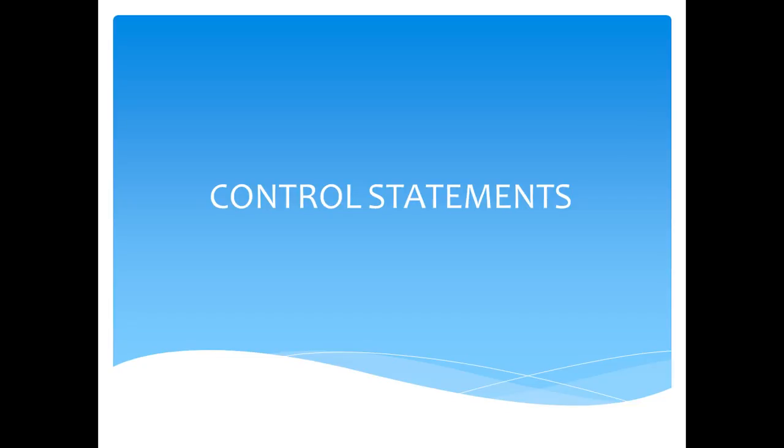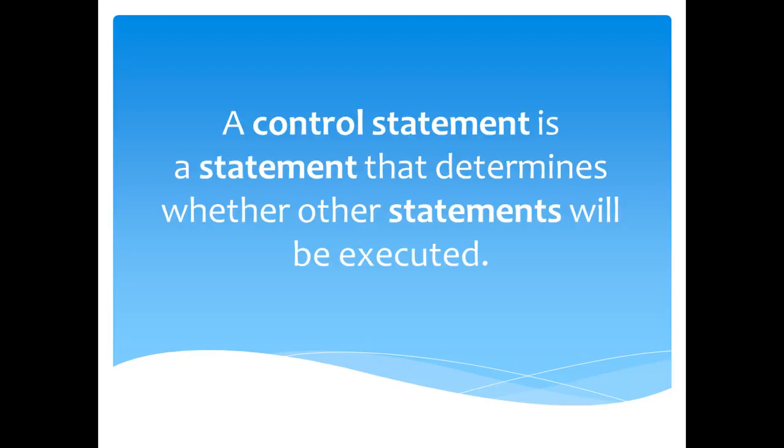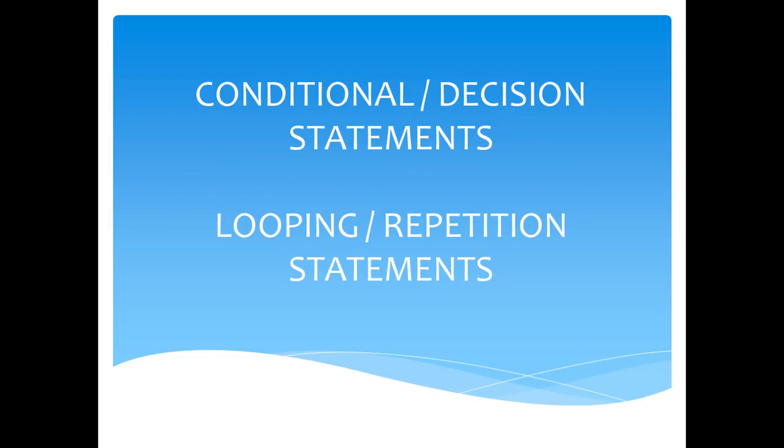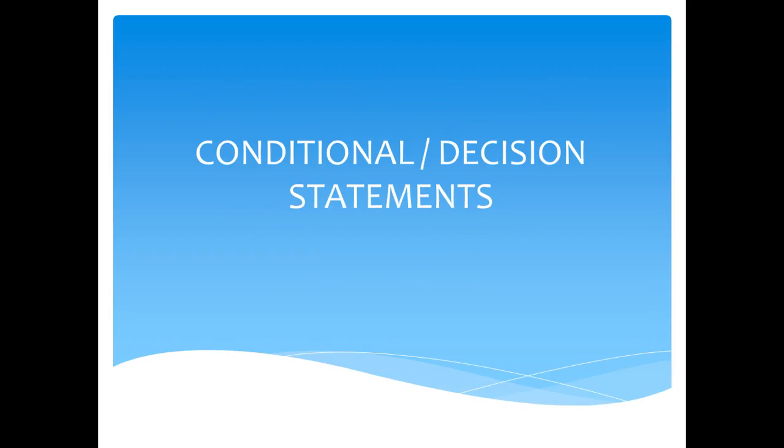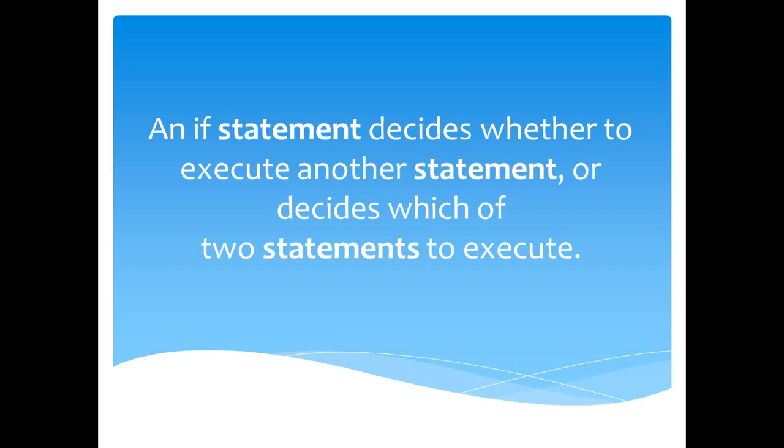Hello everyone. Now that we're through with our discussion about the Java operators, we are going to proceed to our next topic, which is the control statements. A control statement is a statement that determines whether other statements will be executed. We have two types of control statements, namely the conditional or decision statements and the looping or repetition statements. First, let's talk about the conditional or decision statements.